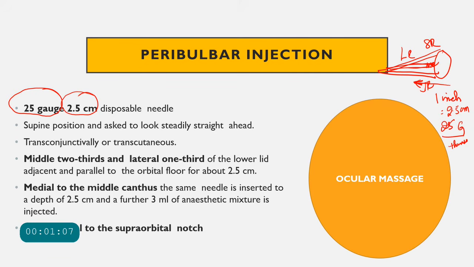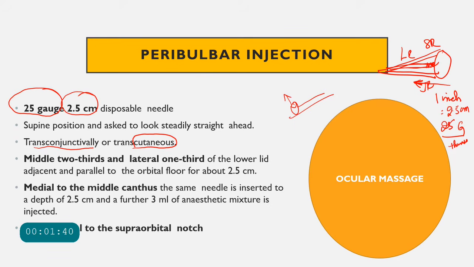The patient will be lying supine, and the patient is going to be asked to look straight up. Okay, so give a fixation target and tell the patient to keep looking straight ahead. The patient should not move the eyeball during the procedure, and he should not close the eyeball or blink as well. Now, we can give it either directly through the skin, which is called the transcutaneous injection, or you can retract the lower eyelid and give it through the conjunctiva, which is called the transconjunctival way of giving the peribulbar injection.